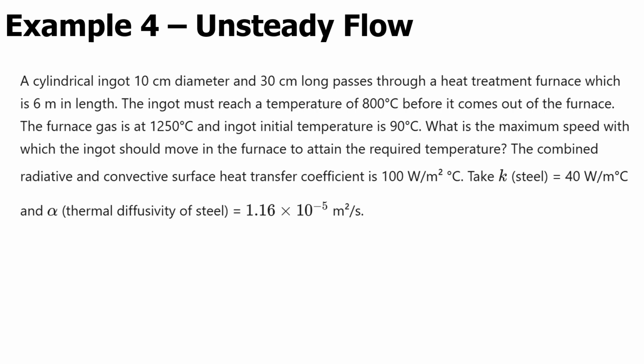We are given a combined radiative and convective heat surface transfer coefficient H of 100 watts per meter squared degree Celsius. The thermal conductivity of steel K is 40 watts per meter degree Celsius, and the thermal diffusivity of steel alpha is 1.16 times 10 to the power minus 5 meters squared per second.